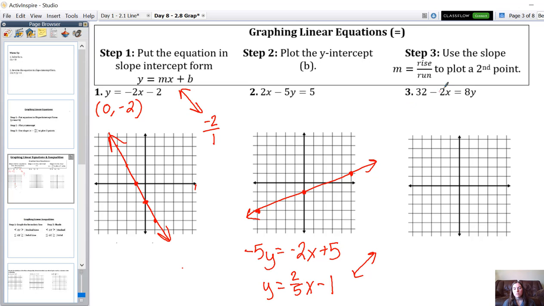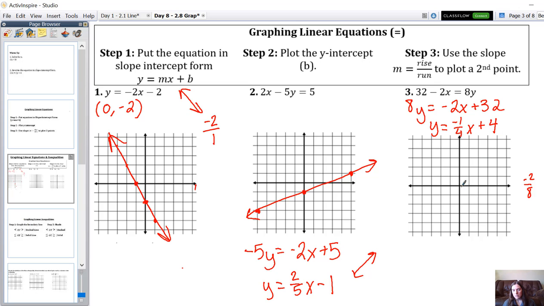Finally, we have 32 minus 2x equals 8y. This is almost in slope-intercept form, right? We almost have y by itself and everything in the right order. So first, I'm just going to reorder some things, and then I'll worry about this coefficient. So we can rewrite this as 8y equals negative 2x plus 32. Then when we divide everything by 8, we get y equals negative 2 over 8. Negative 2 over 8 reduces to negative 1 over 4. So negative 1 over 4x plus 4.